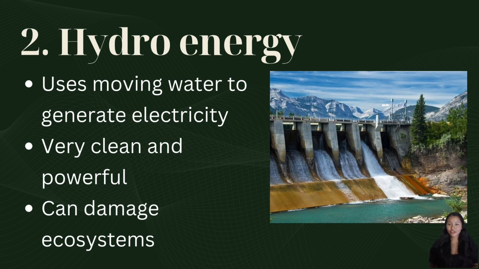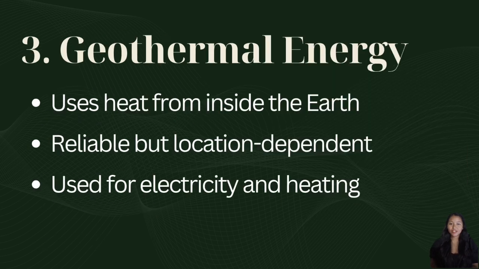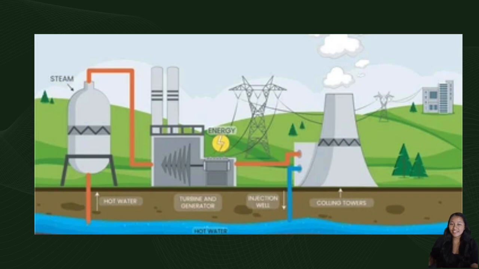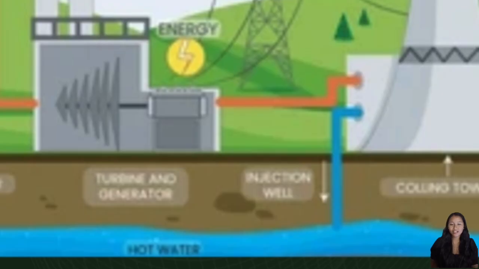Next is geothermal energy. Geothermal energy uses heat from inside the earth. It is reliable but location dependent, meaning not all places can use it. Take a look at this underground heat illustration. This heat is used for electricity and even for heating homes.